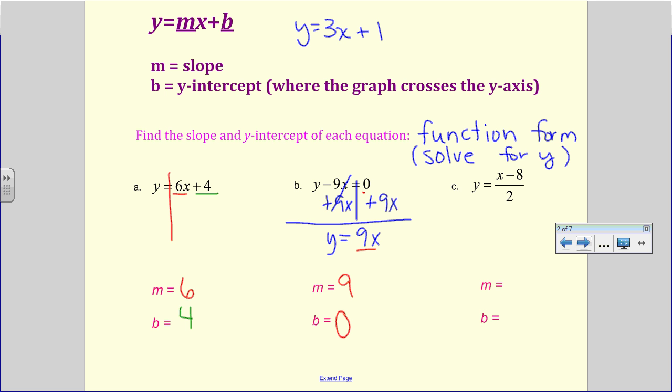It's like a box of donuts costs $9. So it's just 9 times the number of boxes of donuts you buy. There's no beginning cost there. So if there's no beginning cost, then our b value is 0.